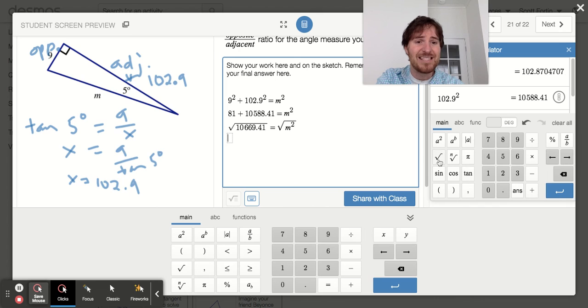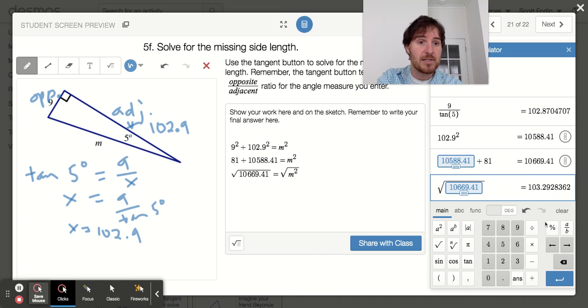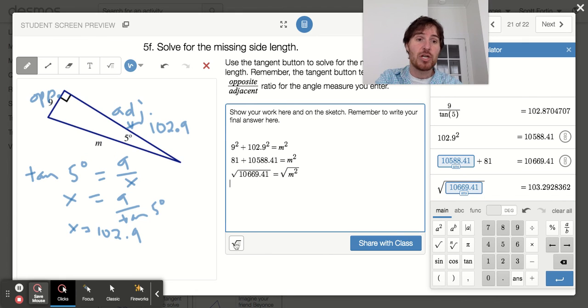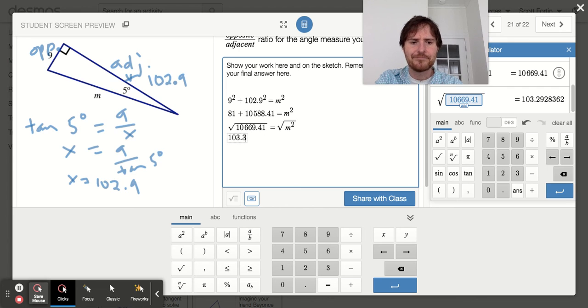All right. So now I take the square root of this number up here, right? 10,669, and I get about 103. Okay, 103. That kind of makes sense. Look, it's a little bit larger, right? This is side length 9. That's not very significant when your other leg is 102.9. So this is just going to be just a tad bigger, right? 5-degree angle there. That's not a very big reference angle. So anyways, my answer here is going to be 103.3 equals m. And there's my answer.